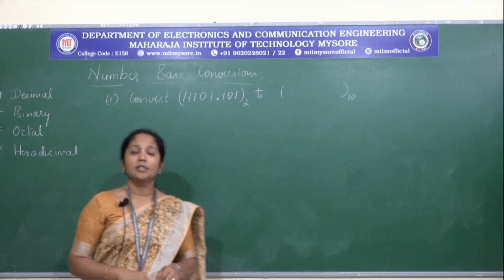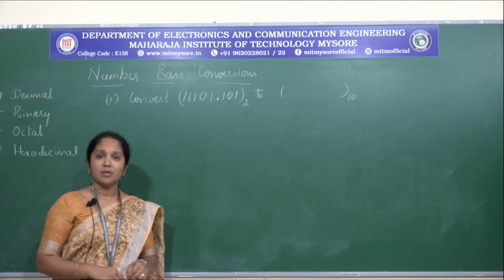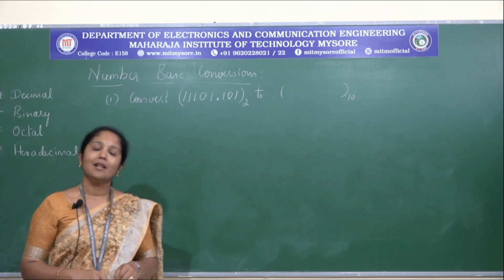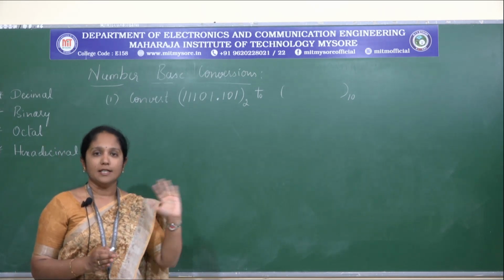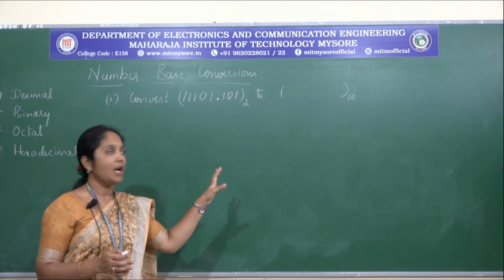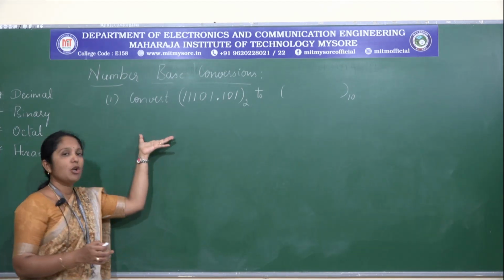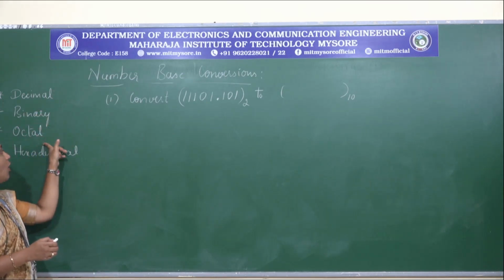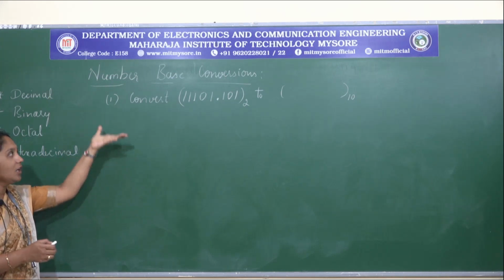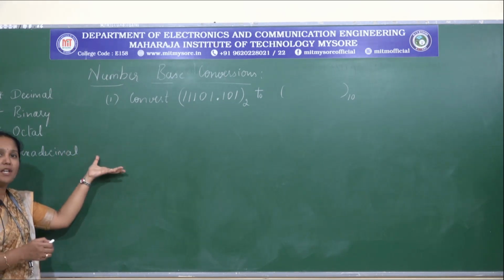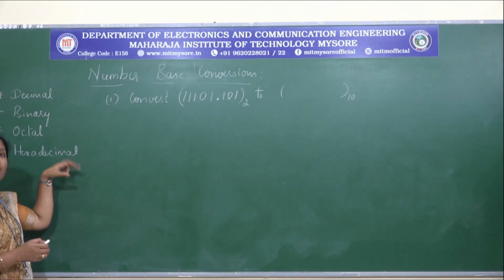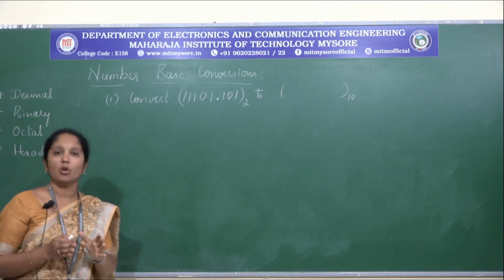Hello all. In the previous class we have seen the different number systems we use in digital electronics, and in today's session let us learn how to convert the given number from one number system to the other number system. Today I am considering conversion of binary to decimal, octal to decimal and hexadecimal to decimal, and after this conversion I will be explaining how to convert the given binary number into octal and hexadecimal and vice versa. Those are the conversions I am going to discuss today.